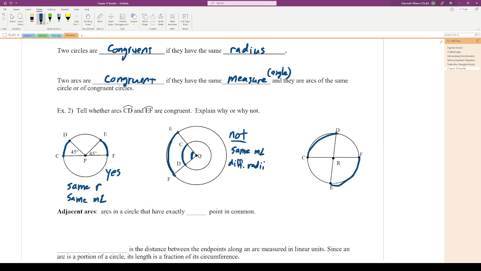So let's see, it looks like CRD is vertical to ERF, meaning that we have the same angle measures. And these are all part of the same circle, so we have the same radius. So that means they are congruent. So yes. Those are the two things we're checking to see if two arcs are congruent: do they have the same radius, and do they have the same angle measure?